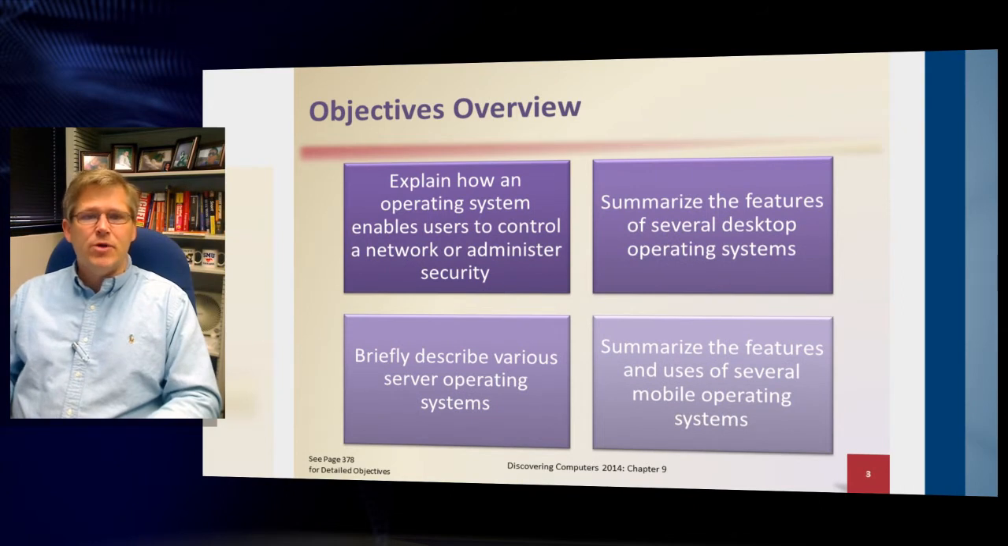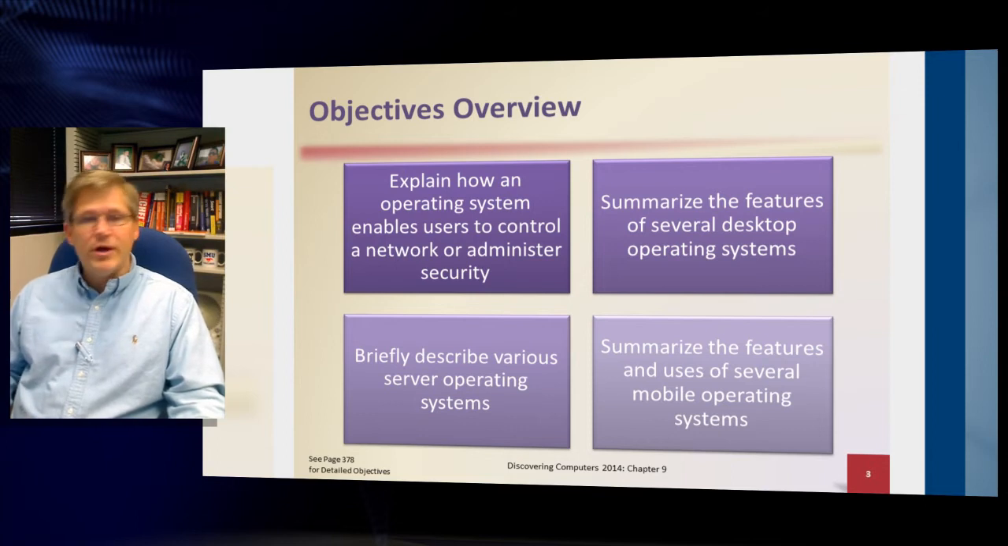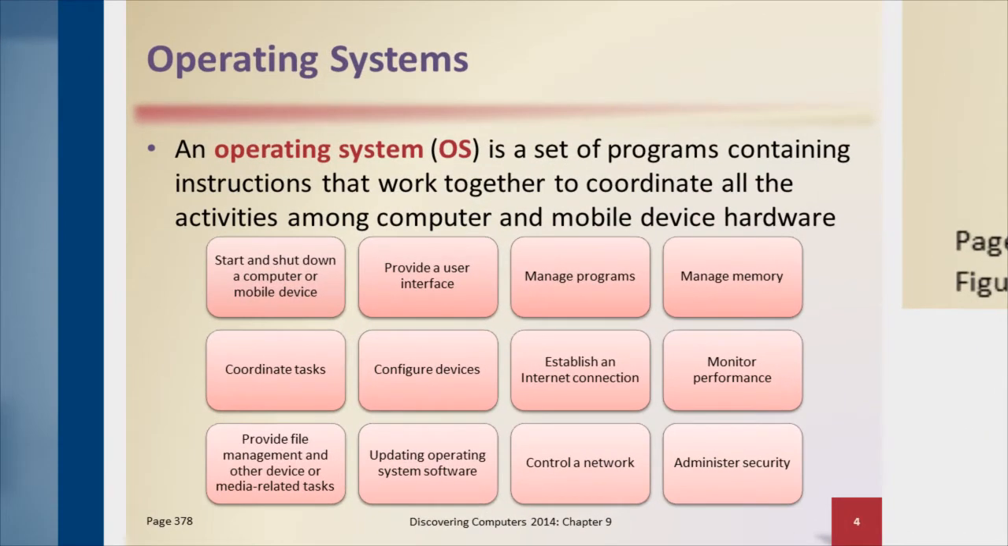We'll explain how an operating system enables users to control a network or administer security. We'll summarize the features of several desktop operating systems. We're going to talk briefly about some of the different types of operating systems. And we'll talk about some of the features and uses of some of the mobile operating systems. And then I'll finish the discussion briefly, just sharing with you a few different operating systems that I play with periodically.